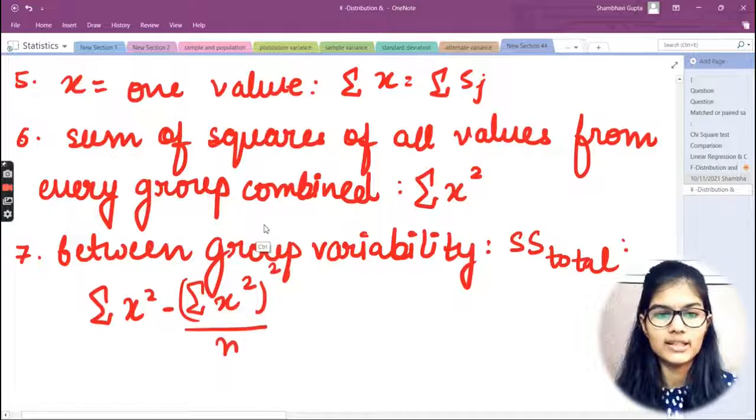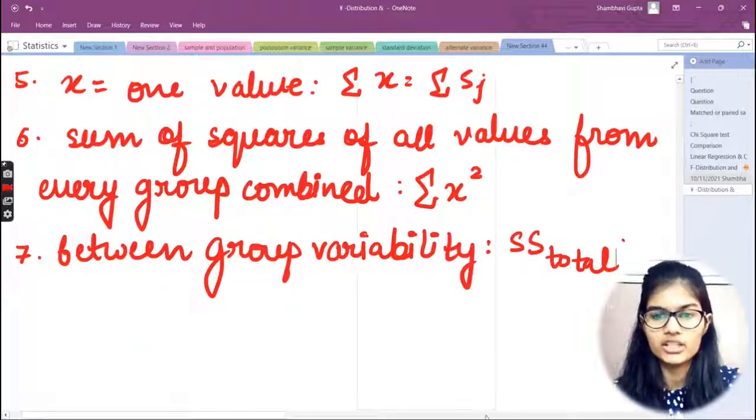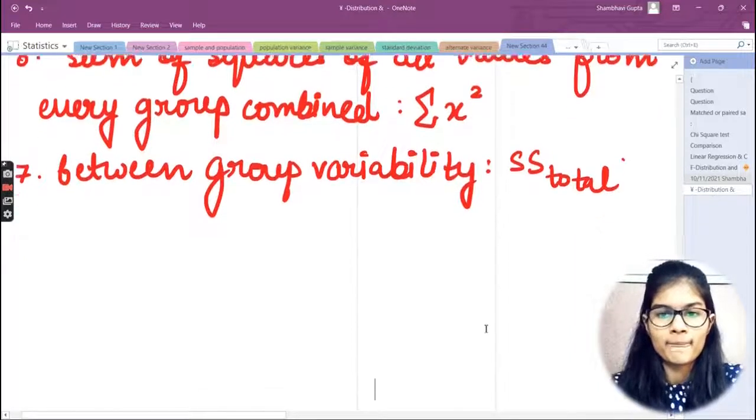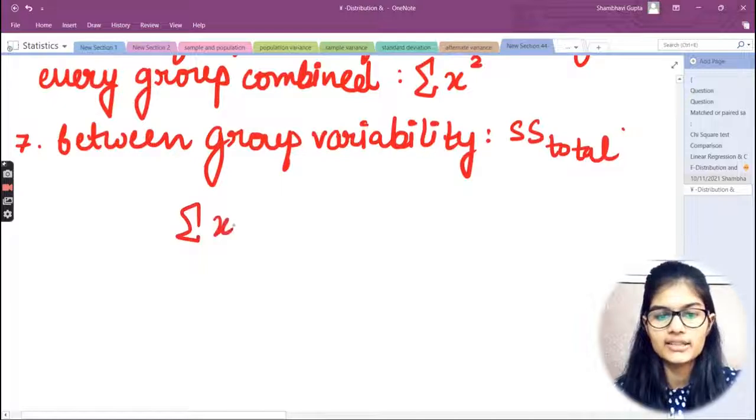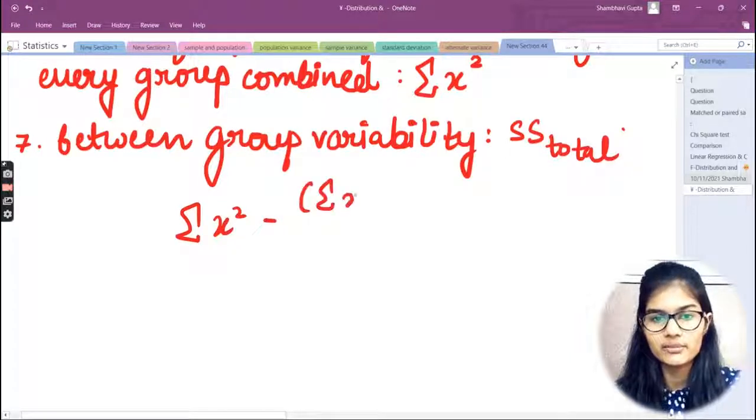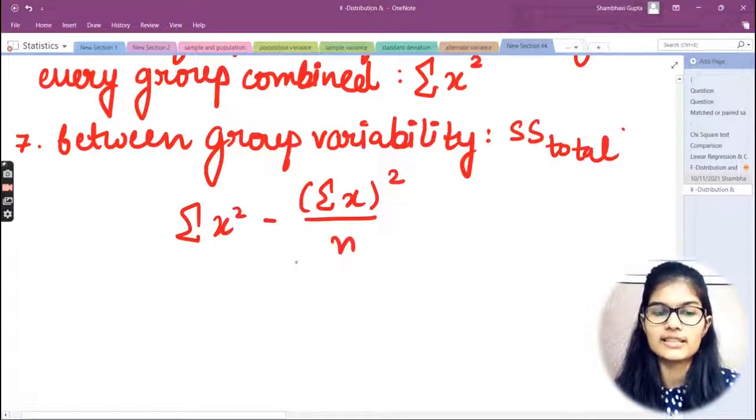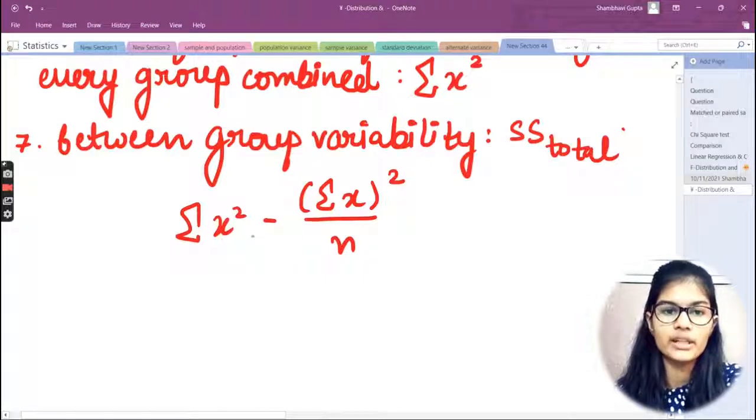Okay, one sec. That's too much mess right here, right? So let me just go down and make some space to write. The formula we have for this is sigma x squared minus, in the bracket sigma x, with a square above the bracket, divided by n. Yes, this is the formula we have for the between group variability: sigma x squared minus sigma x whole squared divided by n.